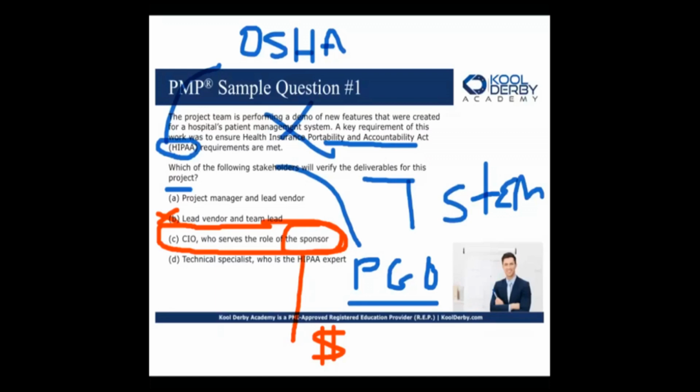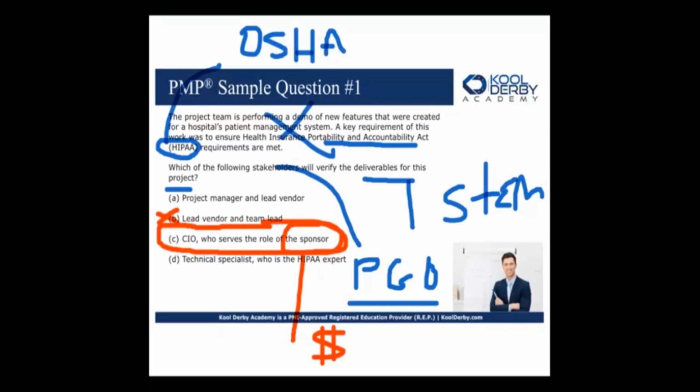When I was writing it for you, in the PMBOK, in fact, I have it over here on my other screen, it says that the customer or sponsor must approve the deliverables. Now, the reason I made it harder was I added the CIO.